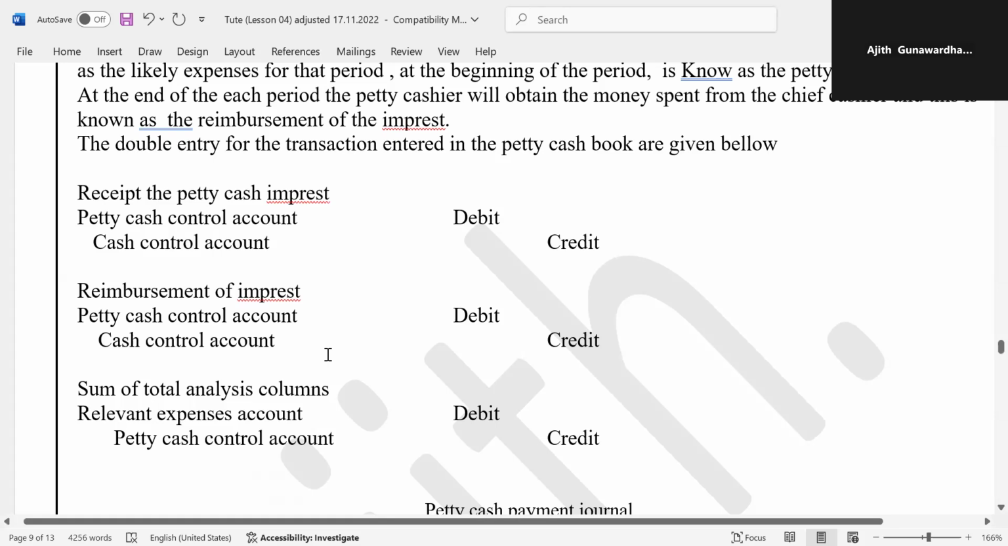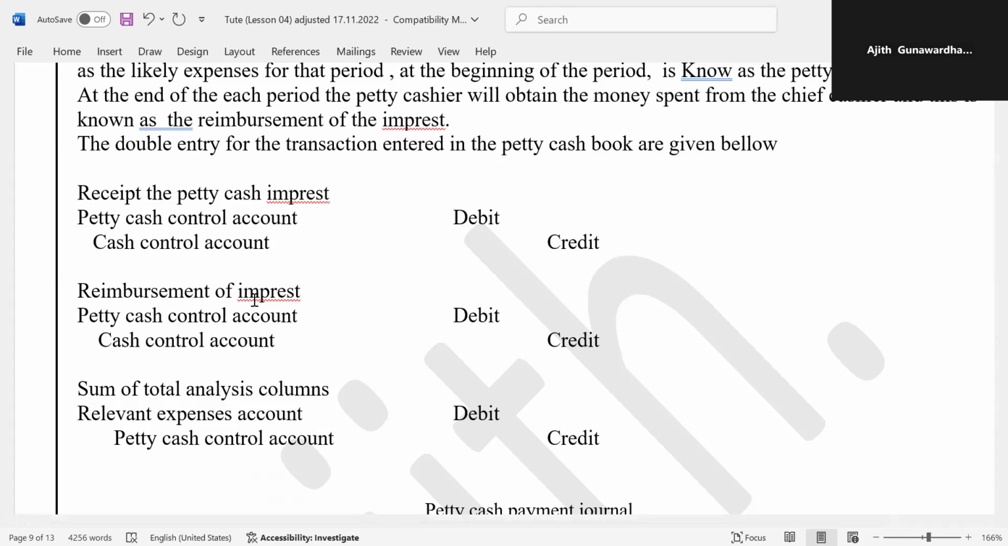Then reimbursement of the petty cash imprest. With reimbursement, we receive money back from the chief cashier. Also petty cash control account debit, cash control account credit. Then expense paid in cash: for petty cash expense paid in cash, petty cash control account credit, and all other ledger accounts debit.